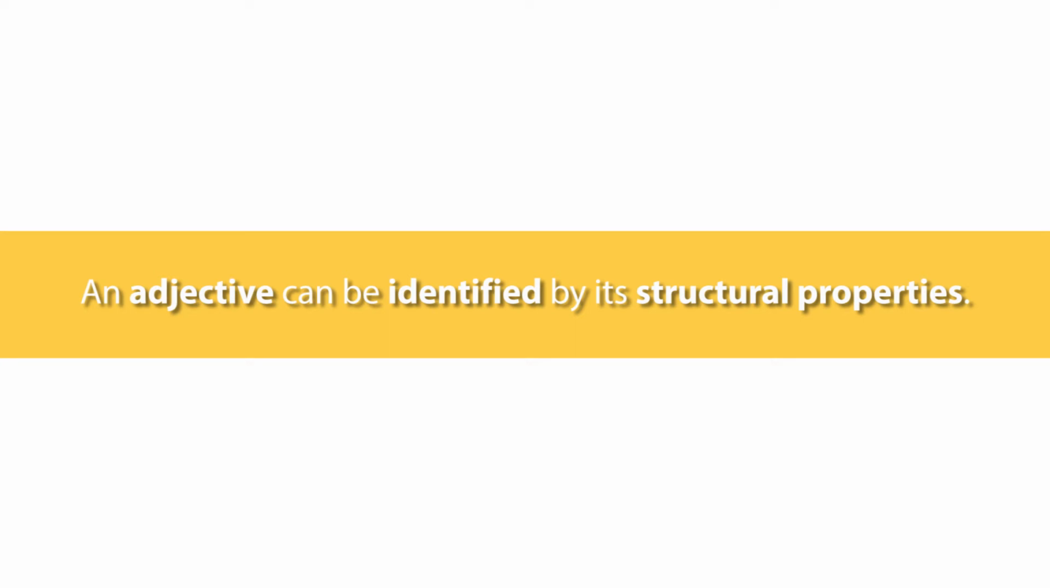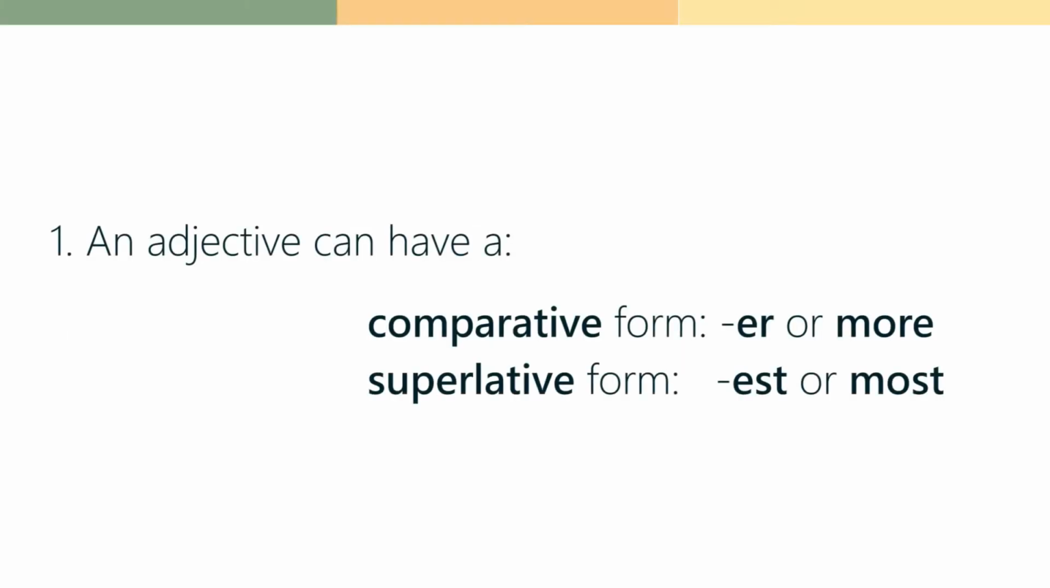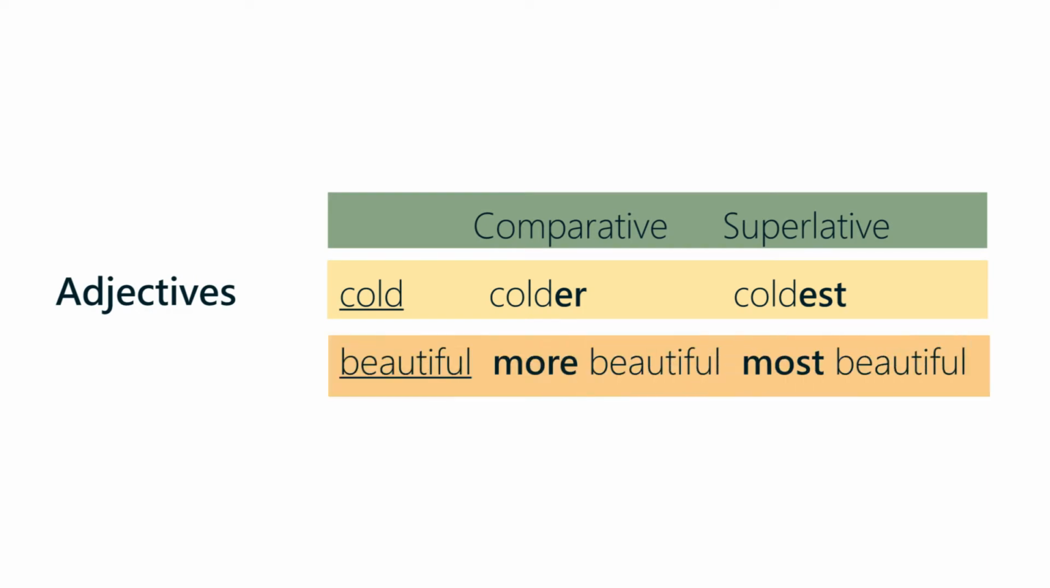The first thing to know about adjectives is an adjective is a word that has a comparative or superlative form in English by adding er for a comparative and est for superlative. For example, cold becomes colder and the superlative is coldest, and then beautiful, more beautiful, most beautiful.